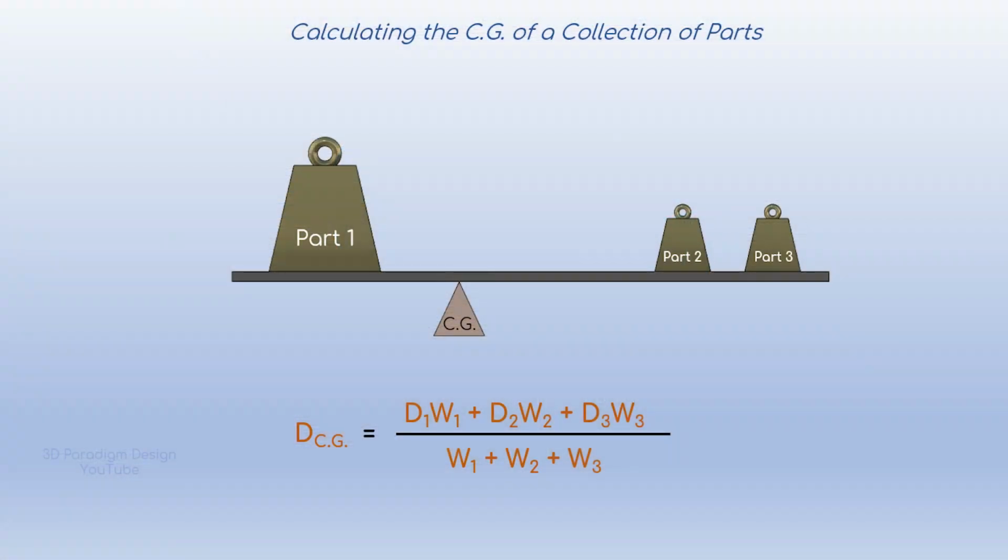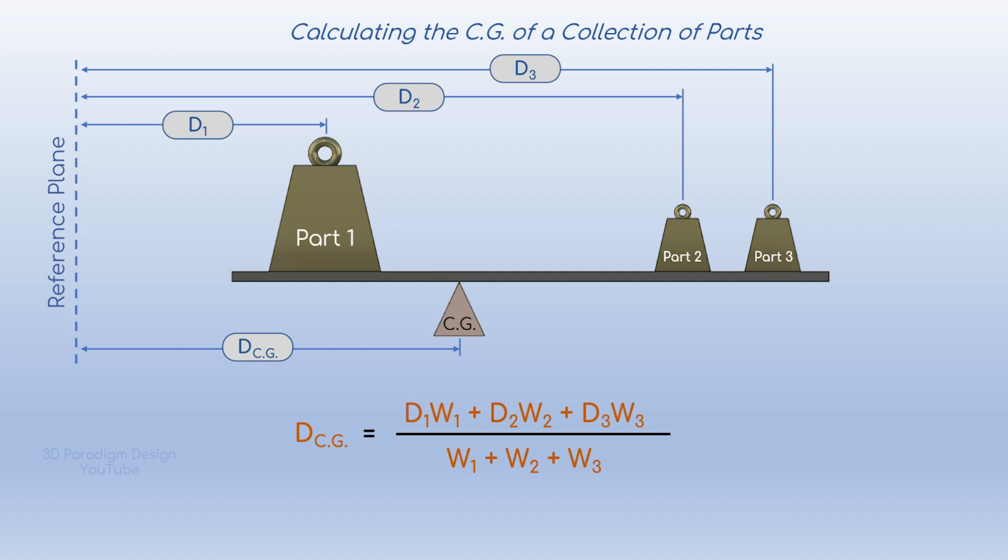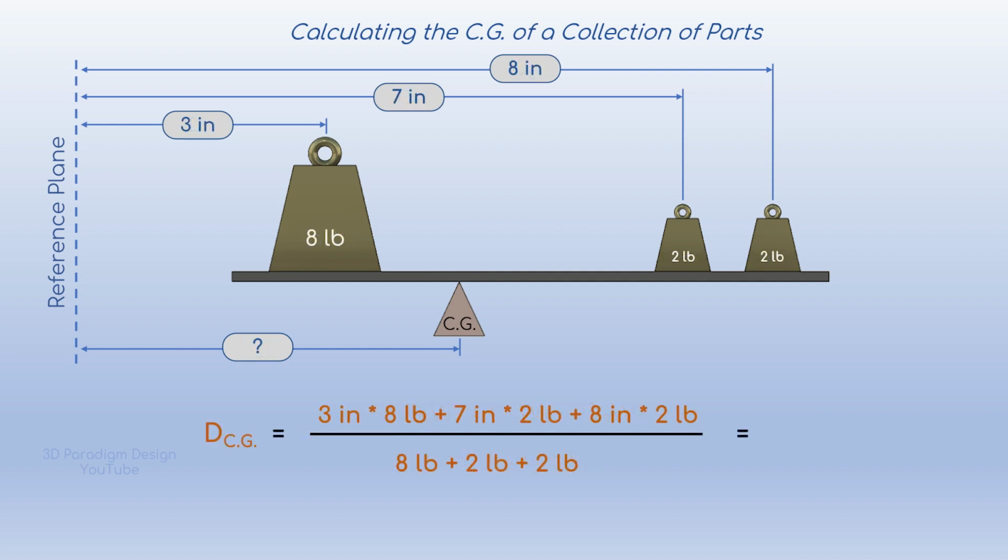The spreadsheet is built around this formula, which determines the overall center of gravity of a collection of many individual pieces. To calculate the overall CG, you take the weight of each individual piece, multiply it by the distance of its individual CG from a reference plane, sum up all those products, and then divide by the total weight. The resulting distance is the overall center of gravity, or where the collection of pieces would balance.